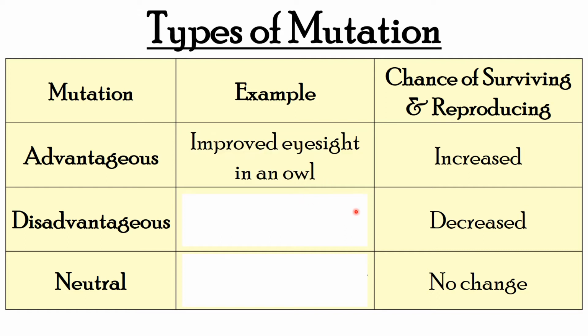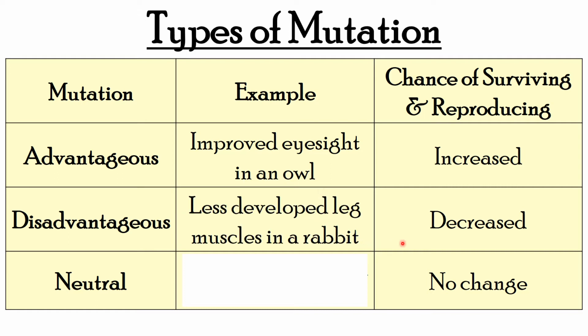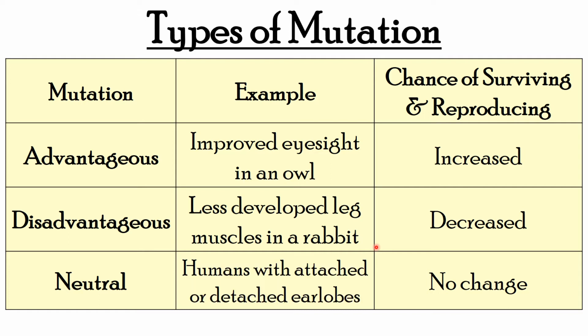So an example could be if you have improved eyesight in an owl, just through a random mutation, the owl is able to see better. It can get its prey more easily, so that would be an advantage. A disadvantage, if you've got, say, a rabbit that has got less developed leg muscles, would make it more difficult for it to run away from a fox, for example. So that would be a decreased chance of surviving and reproducing. Whereas some of us have got our earlobes attached to the side of our jaw, some don't. That's not going to affect whether you're going to live or not. So that would be what's called a neutral mutation.